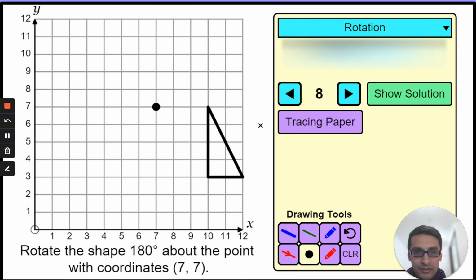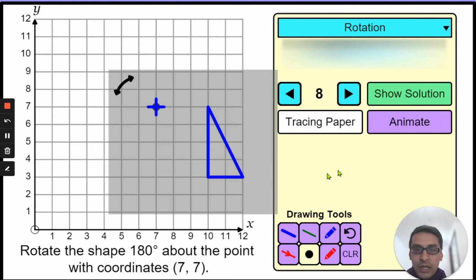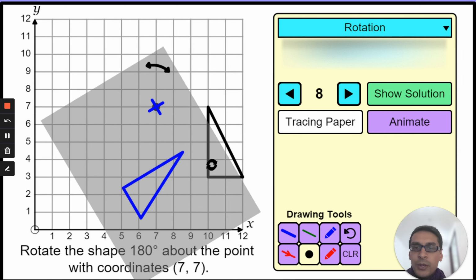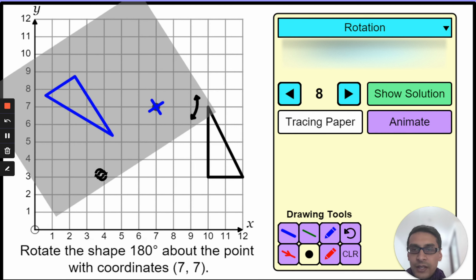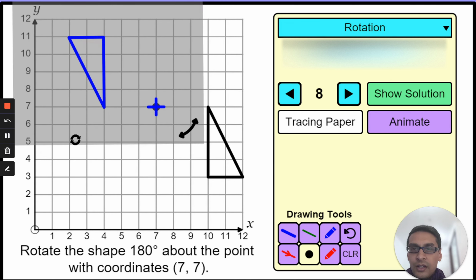And then sketch this on the tracing paper. And we're going to rotate 180 degrees. Now remember, it doesn't matter if we go clockwise or anti-clockwise. So this time I'm going to go anti-clockwise. You can see that's going to be 90. That's going to be 180. And then that's your answer.